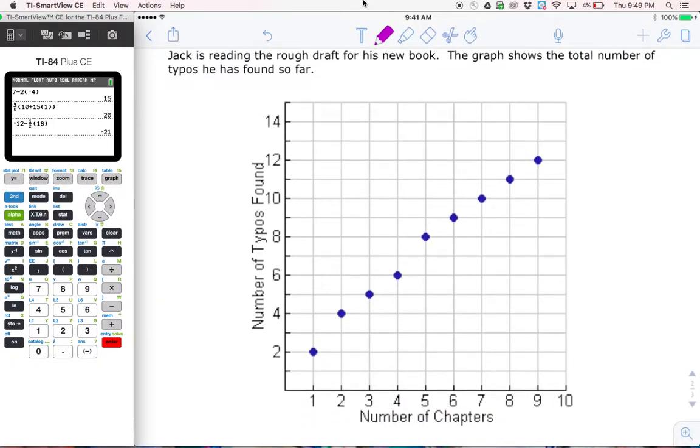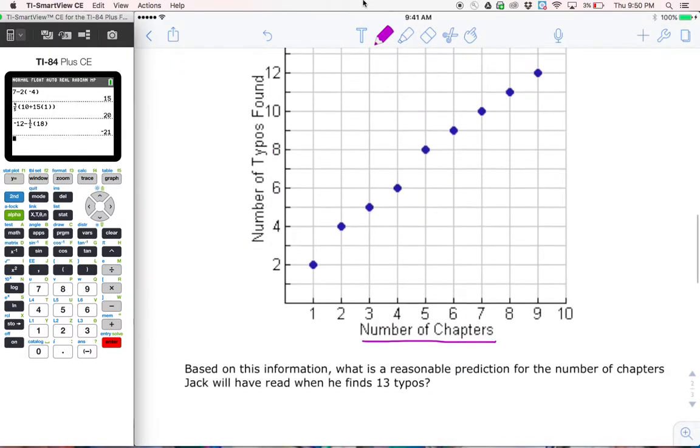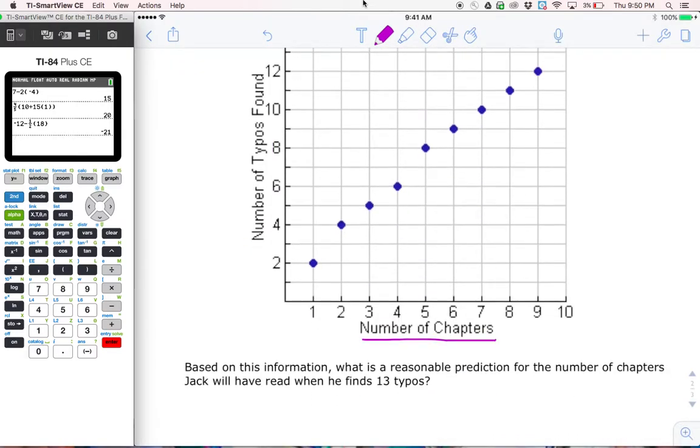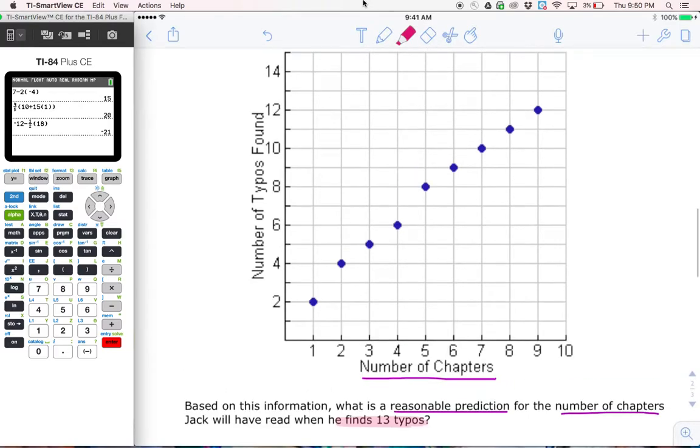Jack is reading his rough draft for his new book. The graph shows the total number of typos he has found so far. All right, so as he writes some of these chapters, the number of typos he's finding is going up. So we're being asked the question, based on this information, what is a reasonable prediction for the number of chapters Jack will have read when he finds 13 typos? So this is the information that I like because it's concrete. So I'm going to find on my graph where I would have 13 typos.